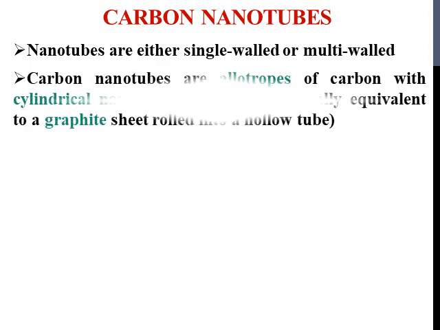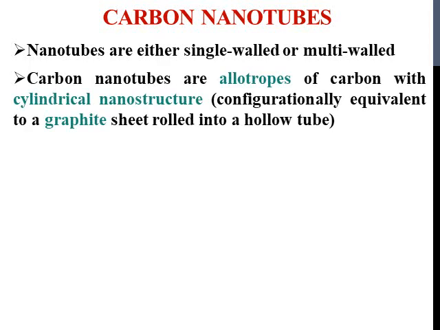Now the carbon nanotubes are allotropes of carbon with cylindrical nanostructures. The hexagonal carbon, with all the carbon atoms sp2 hybridized, is configurationally equivalent to a graphite sheet which is rolled into the form of a cylinder. When you take a single sheet and roll it into a cylinder, you get a single-walled carbon nanotube. If you take multiple sheets of these hexagonal layers of graphite and roll them into cylinders, you get multi-walled carbon nanotubes.